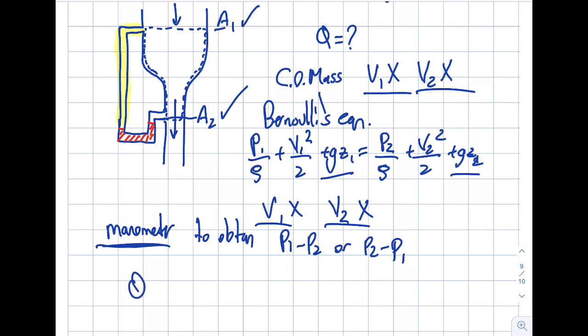As Q is constant, then I will do V1A1 or V2A2, one of them. You will be able to obtain your Q value.